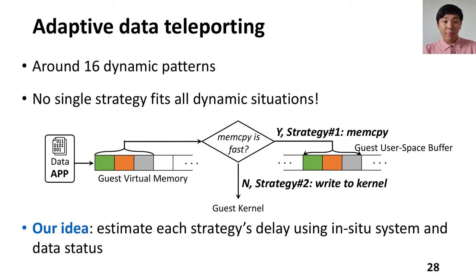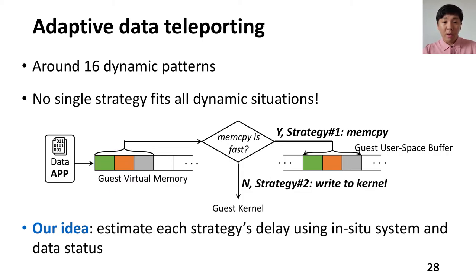Here's an example. At the guest user space, we can either buffer an API call data with other data for batching or directly write it to the kernel. The first involves a memcopy, while the second involves a user kernel switch. With a large data or low available memory bandwidth, you may find that the memcopy introduces longer delay than user kernel switch. But with a smaller data, the situation may be exactly the opposite.